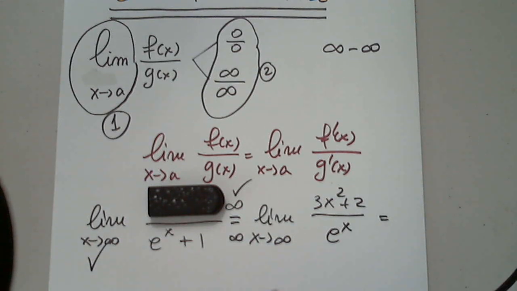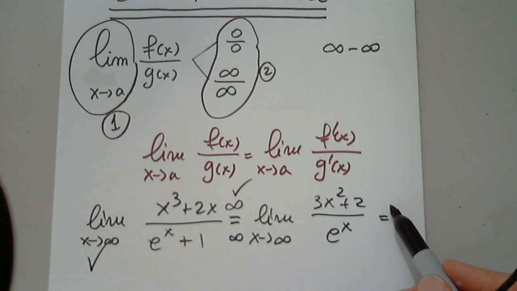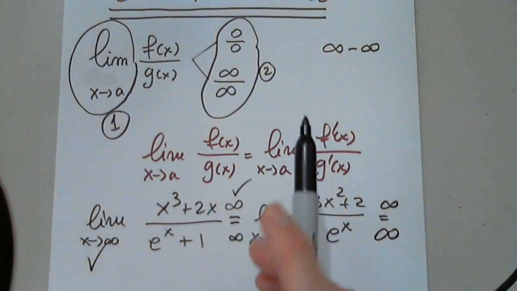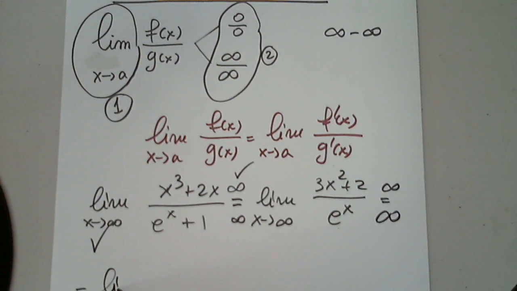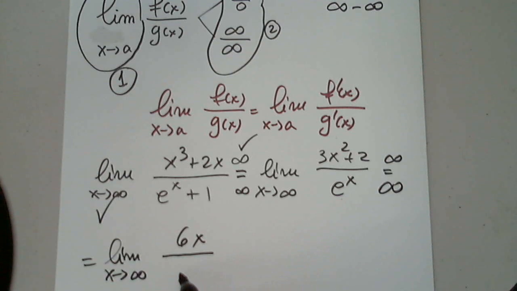We continue. Where is the numerator going? To infinity. Where is the denominator going? To infinity. Good. I can apply L'Hopital's rule again because there is a limit and I have the initial infinity over infinity. So then, do not drop the limit operator. We did not apply it yet. What is the derivative of the numerator? 6x. That's it. What is the derivative of the denominator? e to the x. Perfect.